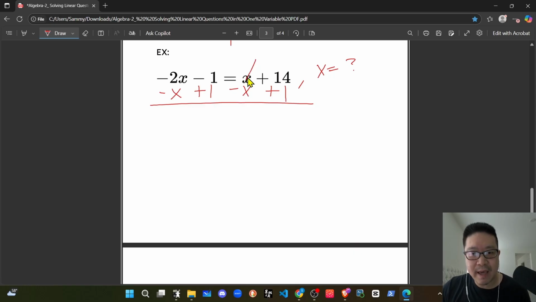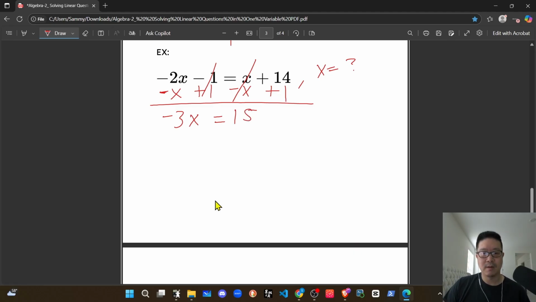When we do that, the x's here will cancel, and we can get rid of the 1. On the left side, we have -2x and -x. When you combine -2x and -x, you get -3x equals 14 plus 1 is 15. And as you can see, we have -3 multiplying x. The opposite of multiplying by -3 is dividing by -3. So we're going to divide both sides by -3.